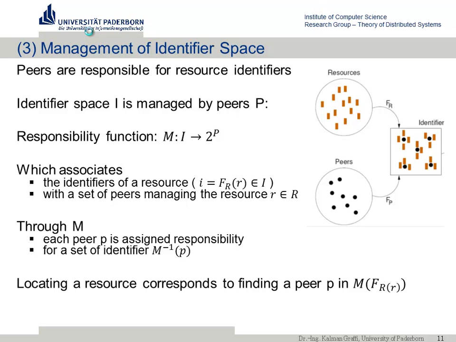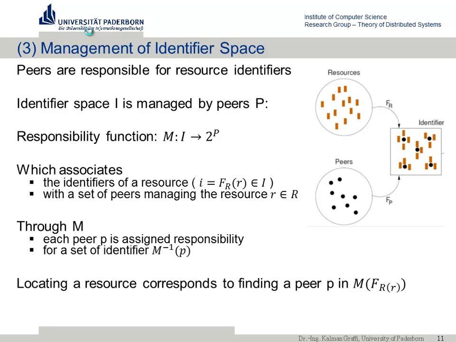So, we are already at point number 3, the management of the identifier space. That defines for which resources peers are responsible. That means we have now both peers and resources with identifiers, and what we want to do now is to define a region, or a set of IDs, for which the peer is responsible.